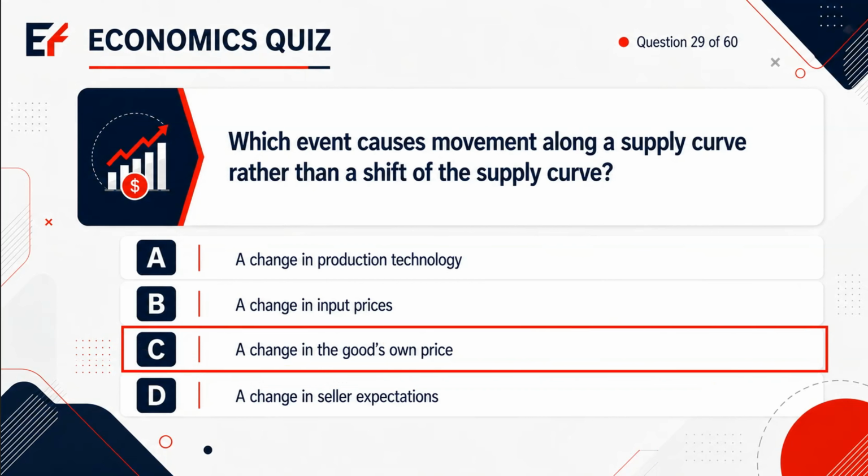Let's separate movement from shifting. A change in the good's own price changes the quantity supplied, so producers move along the existing supply curve. Option C is correct because the supply curve itself stays in place while the price quantity point changes. Option A shifts supply because better or worse technology changes how much firms can produce at each price. Option B also shifts supply because input costs affect production profitability. Option D shifts supply because seller expectations can change how much producers are willing to offer now. The key rule is clear. Own price causes movement along supply, while non-price factors shift supply.